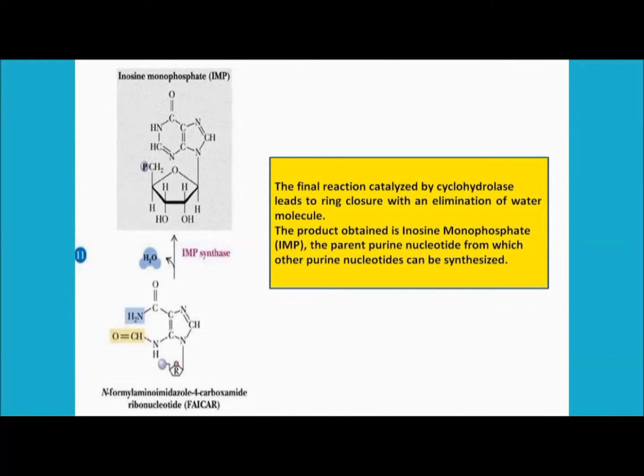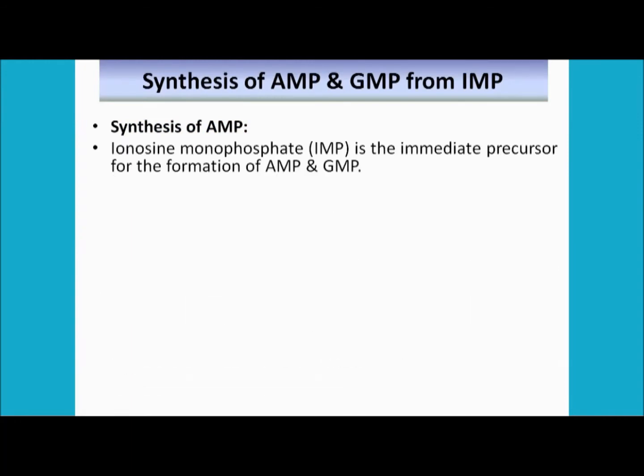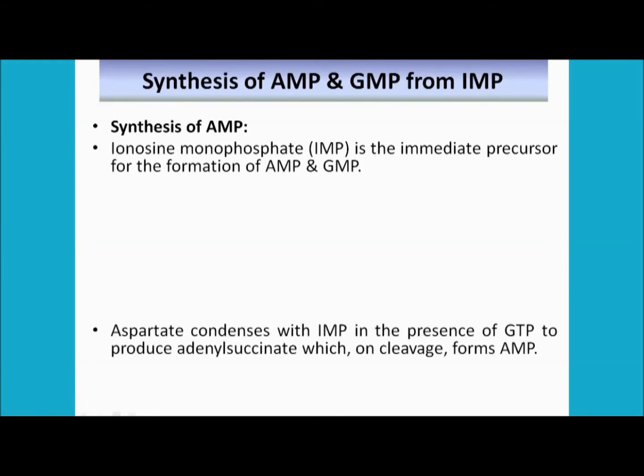It is the parent purine nucleotide from which other purine nucleotides can be easily synthesized. So IMP is generally considered as a parent product, right? Here we see how AMP and GMP will form from the IMP. What are the steps? The AMP will finally give the adenine and GMP will give the guanine. The IMP is the immediate precursor for the formation of AMP and GMP. You should know that. From IMP only, GMP and AMP are going to form.